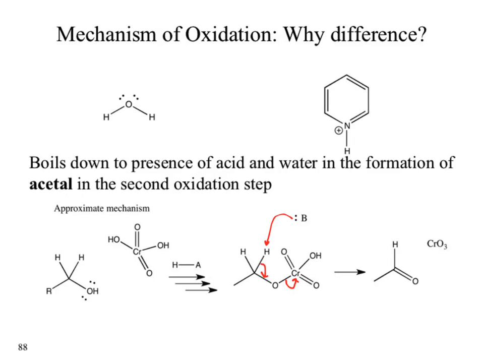Okay. The key difference between these two reactions has everything to do with the solvent. In the case of chromic acid, what's the solvent? Water. In the case of PCC, the solvent is pyridine. Okay. And if we actually make this officially pyridine, we need the lone pairs. Okay, so now the question, well, why? Why does the water make such a big difference?